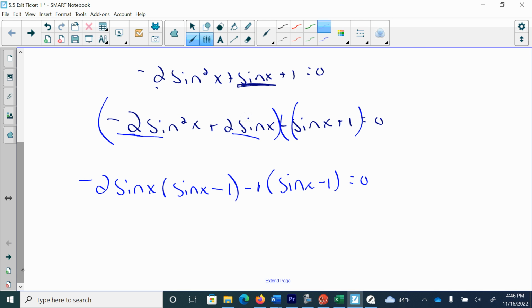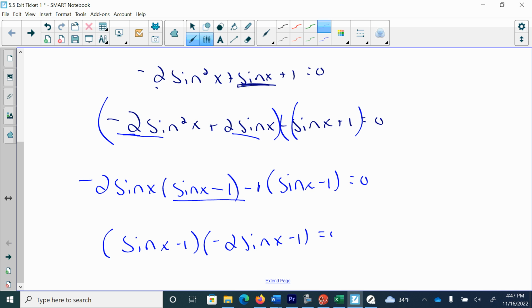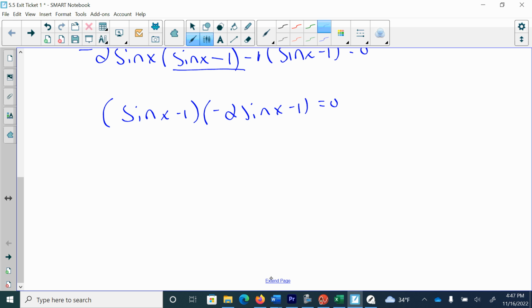Now, this sine x minus 1 is my first parenthesis, and my second one will be negative 2 sine x minus 1 is equal to 0. Now set both parentheses equal to 0. And if you didn't have all your work, you didn't get full credit. Just because you magically came up with the answers doesn't mean you get all the points. Here I'm going to add 1 to both sides. So I'm going to say sine x is equal to 1.